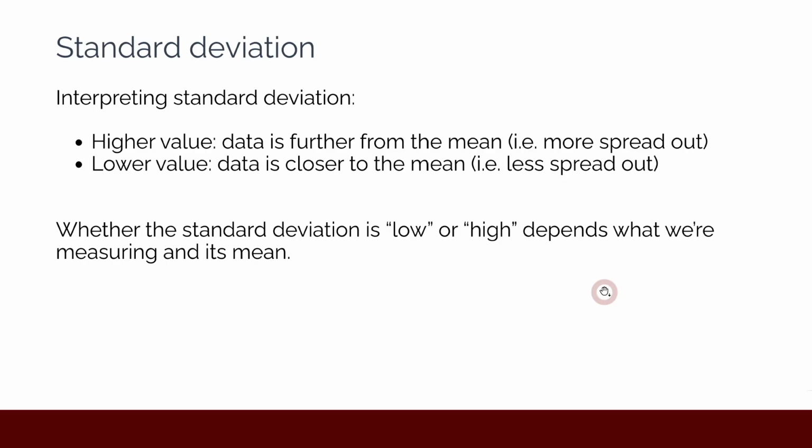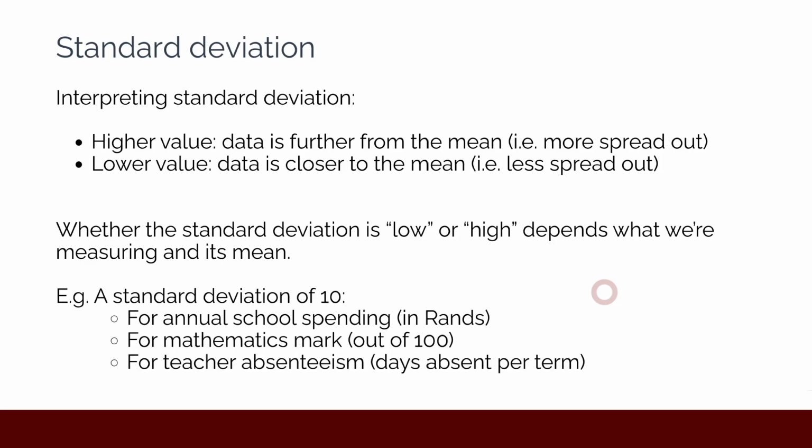When we interpret standard deviation, the value itself is interpreted relative to other values. In general, what you can remember is that a higher value means that the data is further away from the mean, so it's more spread out. If there's a lower value, that means that the data is closer to the mean, so it's less spread out. And when I say that it's relative, what I mean there is that whether it is low or it's high, it depends on what we are measuring and the mean of our data.